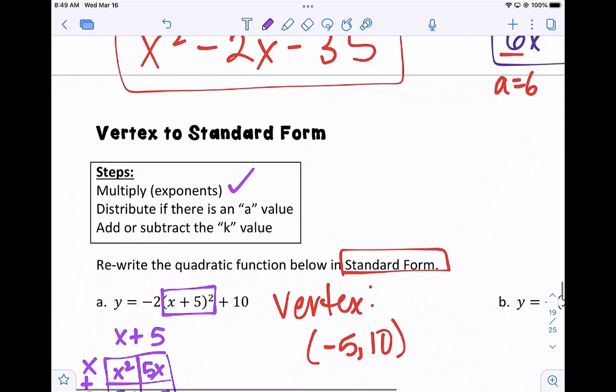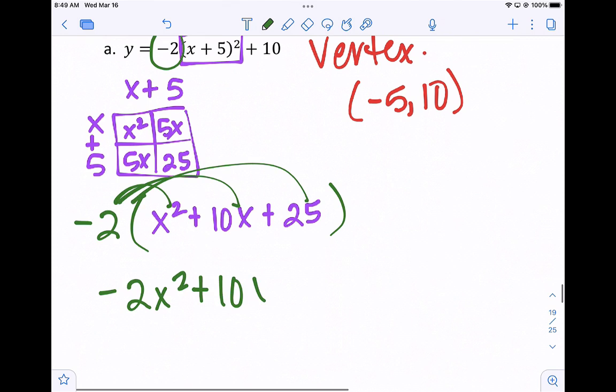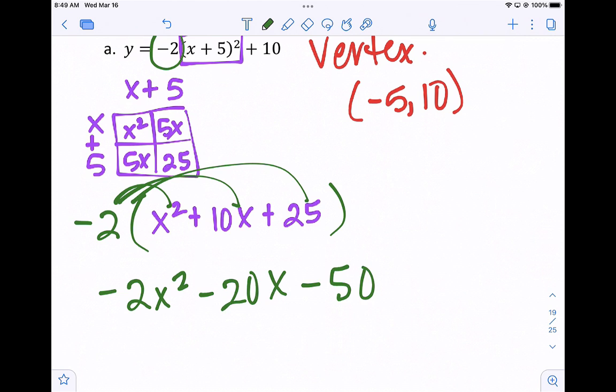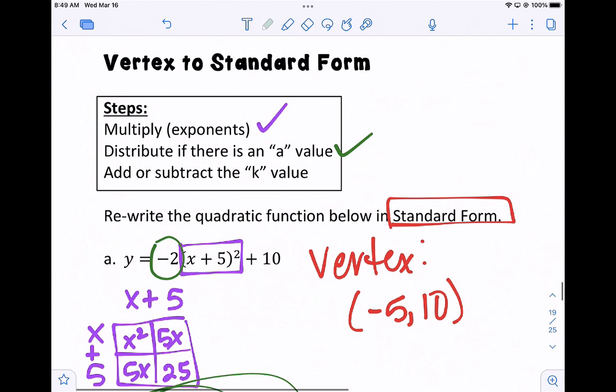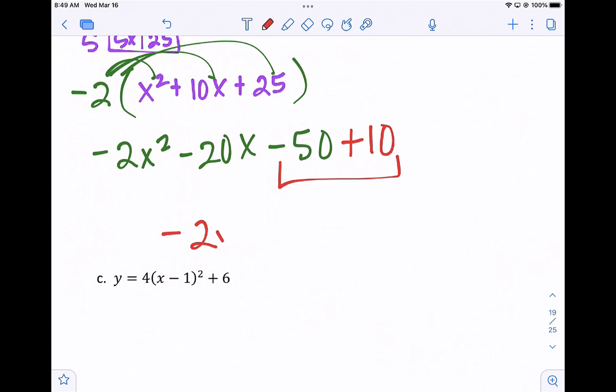Our next step is distribute if there's an a value. Okay, this a value is the number in front right here. So we'll distribute that to everything inside the parentheses. Negative 2x squared, so negative 2 times 10x is negative 20x, and negative 2 times 25 is negative 50. All right, so there's distributing that number in front. And last step, if there's a k value, you add or subtract it. Here's the k value, this number by itself, so we're going to add 10. You can only combine it with the negative 50. The final answer is negative 2x squared minus 20x minus 40.